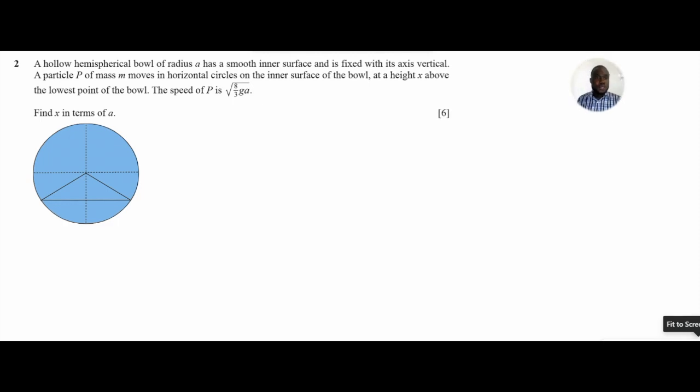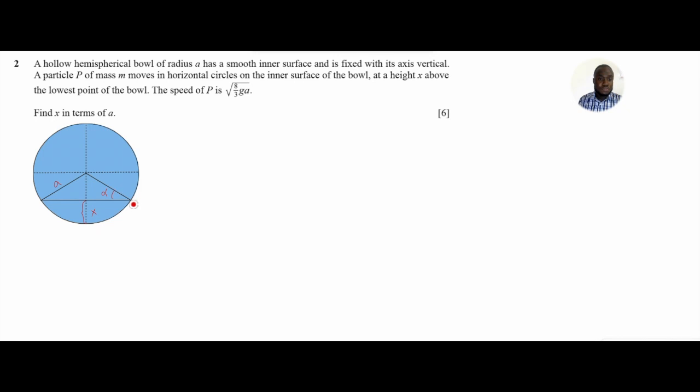Okay, so for this second question, we have a body or a particle P of mass m moving in a horizontal circle on the inner surface of a hemispherical bowl. So just look at the lower half of this circle we have, which represents our sphere. Great. And the distance from here all the way down here is what we are calling x, because that's how far up the horizontal circle is from the lowest point of the circle. This distance from the center to a point on the circumference is the radius a of the hemispherical bowl that we have. Now let's call this angle here alpha.